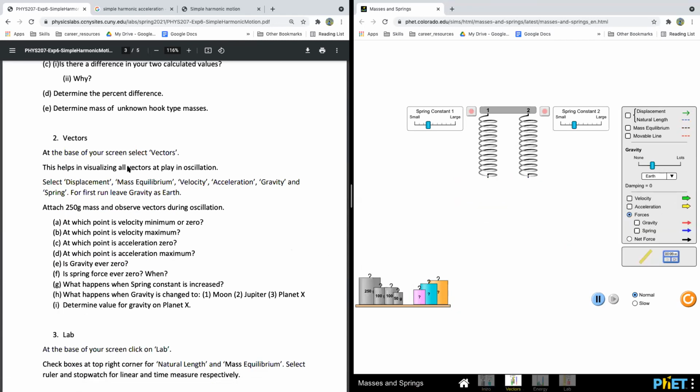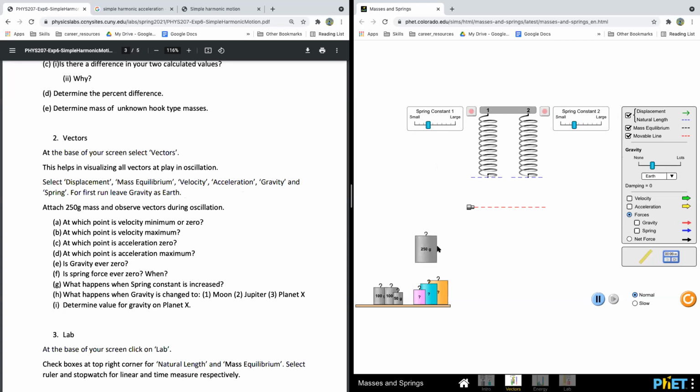Vectors: you just answer these questions, and this vectors section helps you visualize the oscillation in play. Select displacement, mass, equilibrium, velocity, acceleration, gravity, and spring. For the first round, leave gravity as Earth. So we still have different options. We can make the displacement. This is the natural length, the equilibrium.